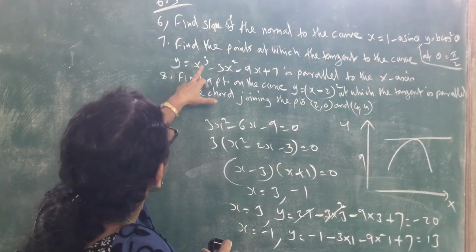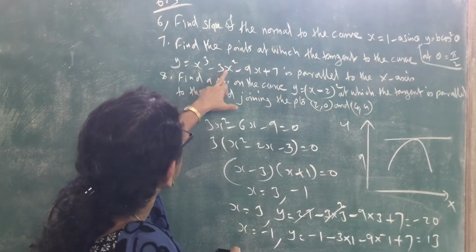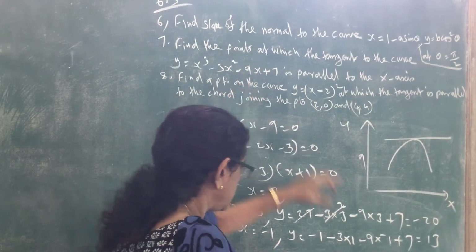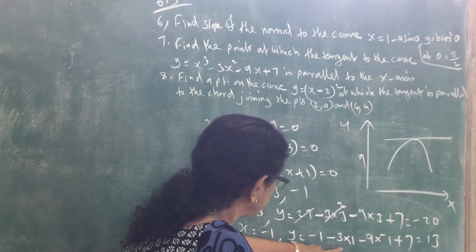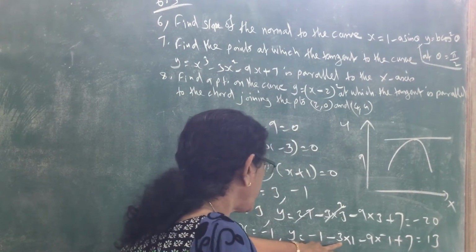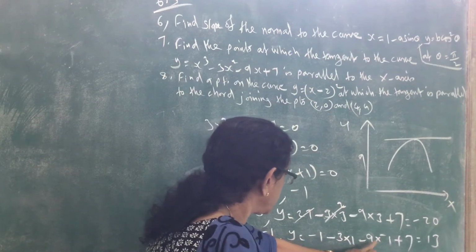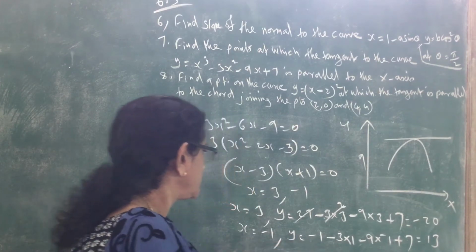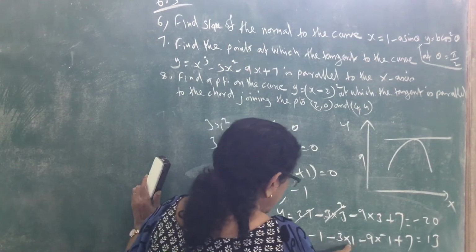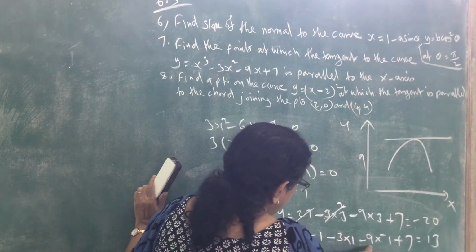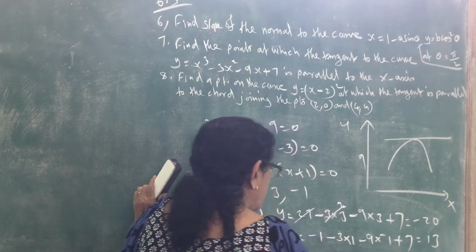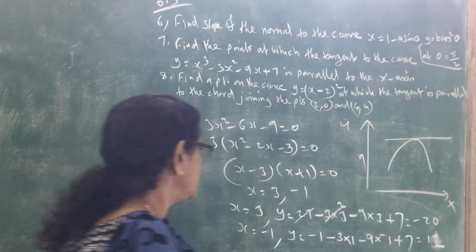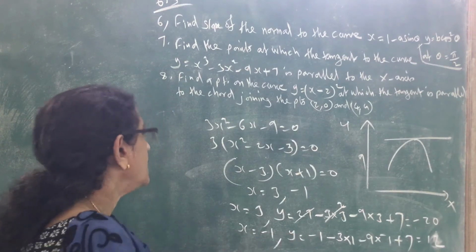So −1 − 3 × 1 − 9 × (−1) + 7, that is −1 − 3 = −4, plus 9 is 5, plus 7 is 12. So which are the points?